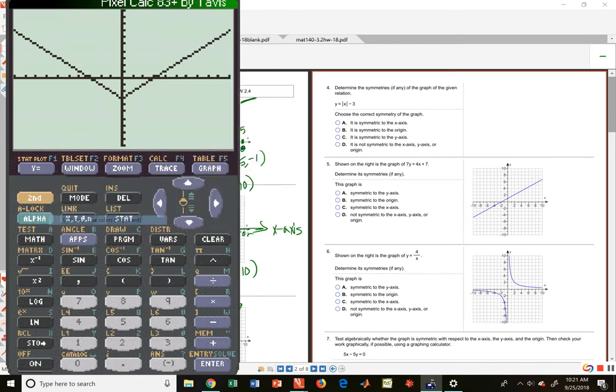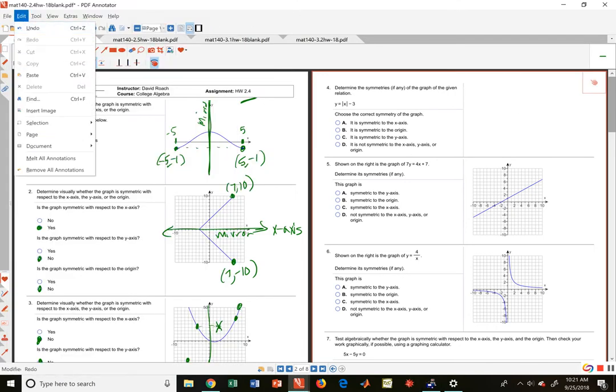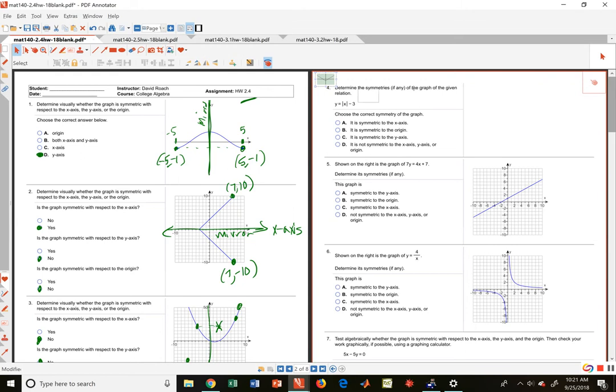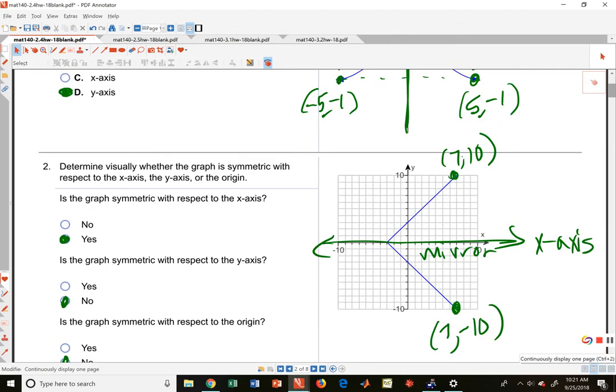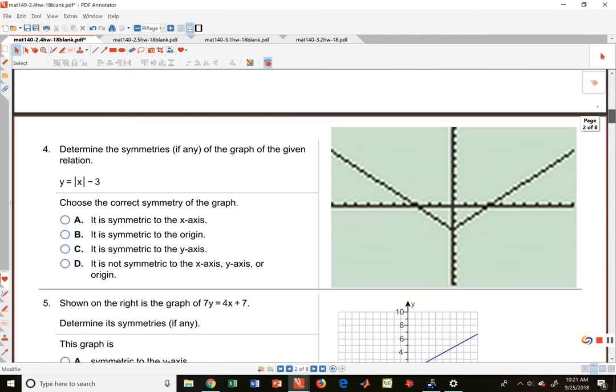Now this, let me copy this in here, paste, and make it a little bigger. In fact, let me make the whole screen a little bit bigger. All right. So determine where the symmetries, if any, of the graph of the given relation.